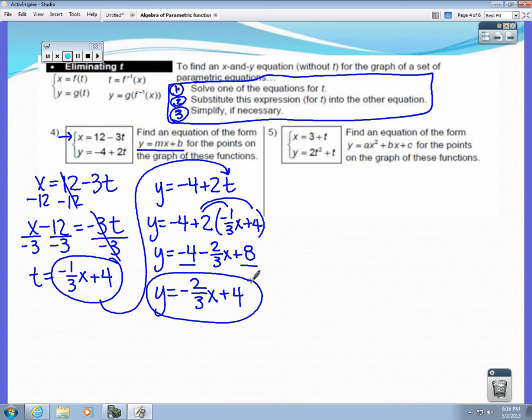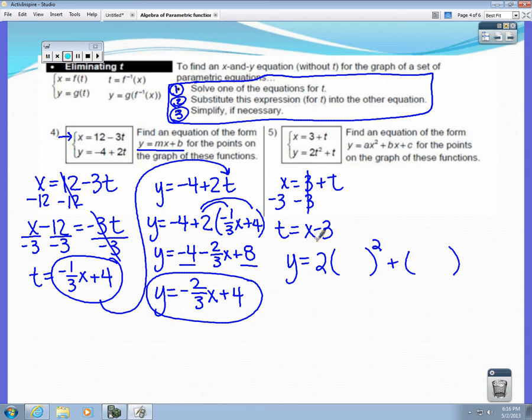Remember, our first step is to solve one of the equations for t. In this case, you do not want to solve the y. You want to use the x equation first because it's the easiest one to get the t by itself. All I have to do to get this t by itself is subtract 3 from both sides. So I'm going to end up with t equals x minus 3. Now we're going to substitute that into the y equation. So instead of 2t squared plus t, everywhere there was a t, I'm going to substitute the x minus 3.